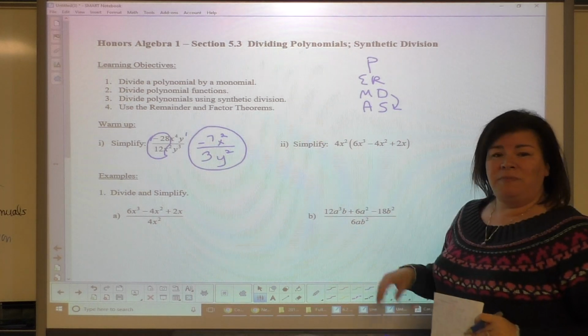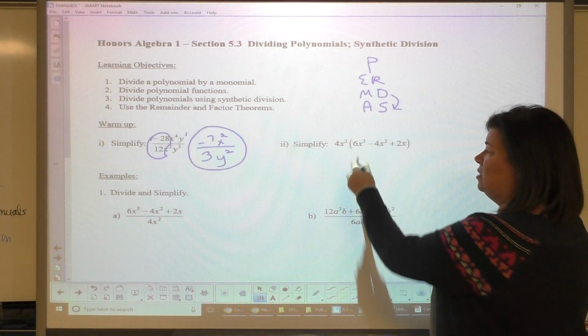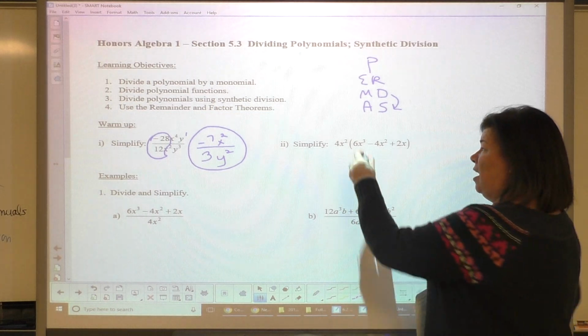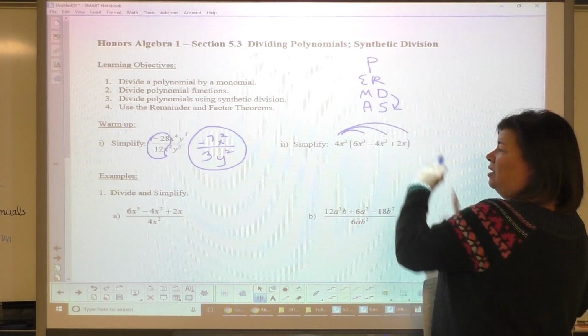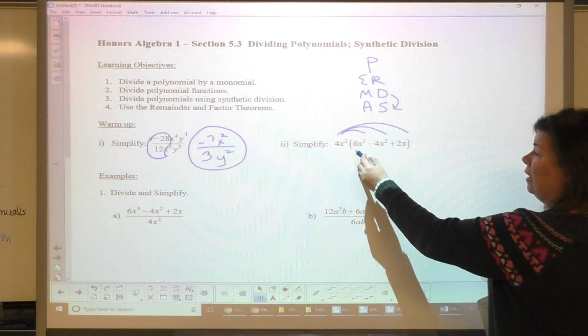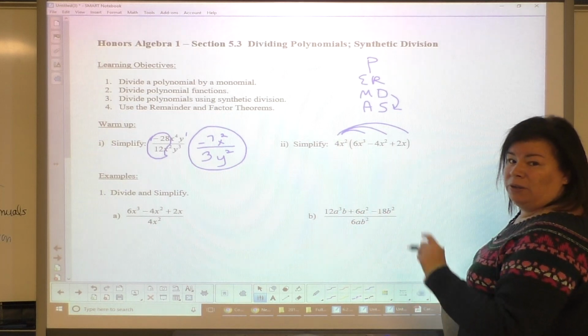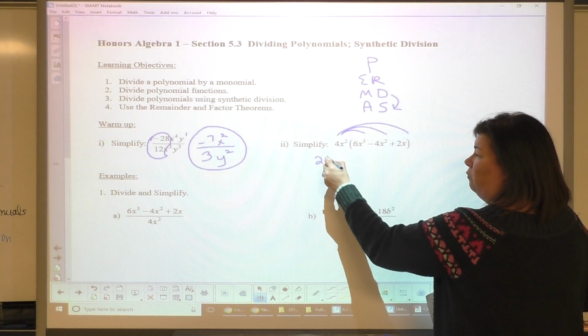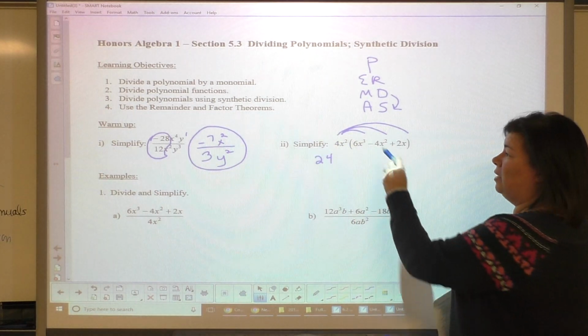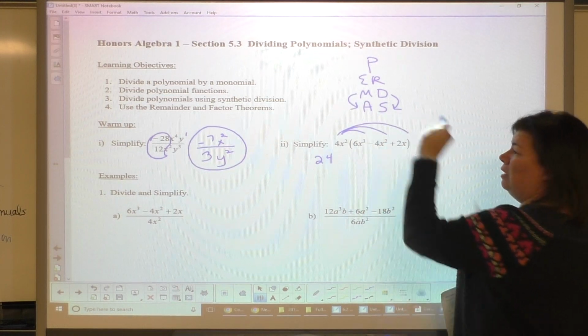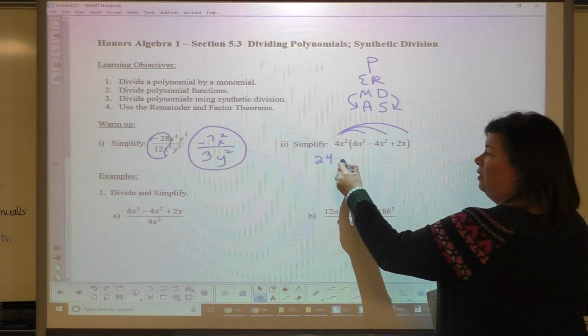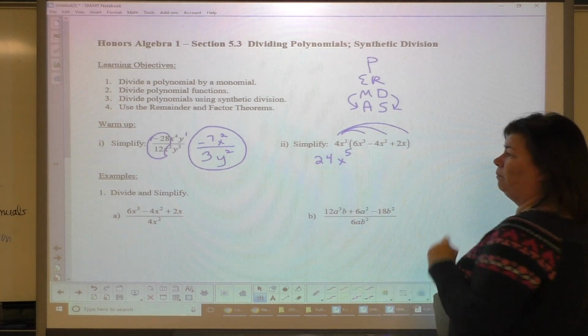All right, here we're going to simplify. We're basically just going to take this monomial 4x squared and distribute it to every single term in the next set of parentheses. And again, just multiply the numerics. 4 times 6 is 24. X squared times x cubed, multiplying bases that are the same, you add those exponents, leaving us with x to the 5th power.